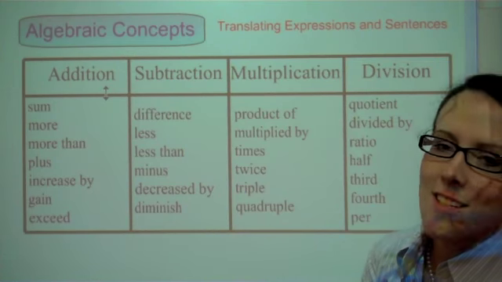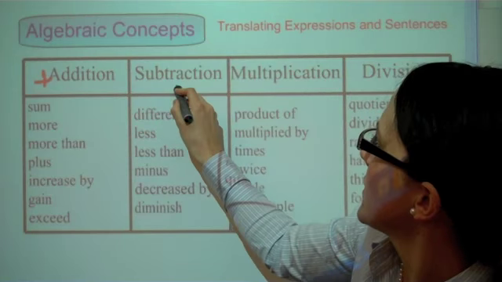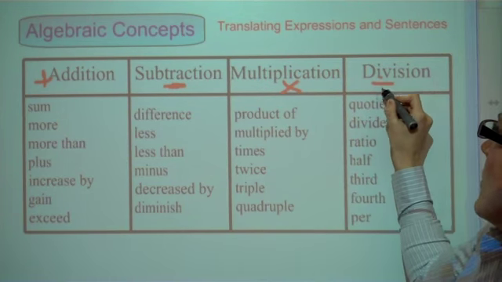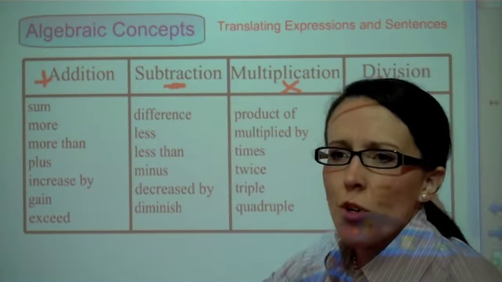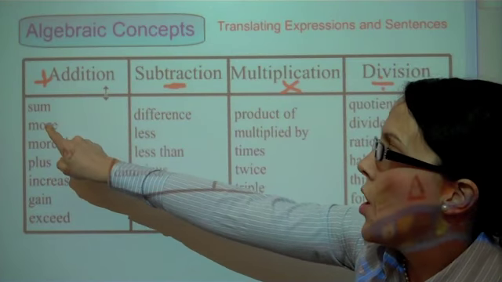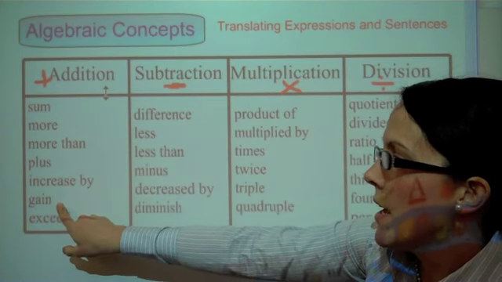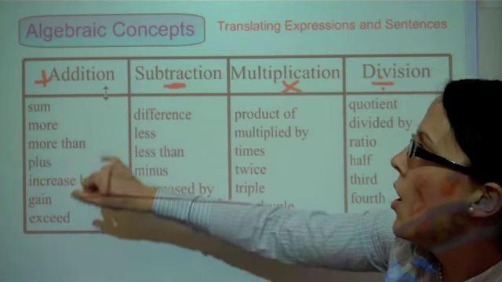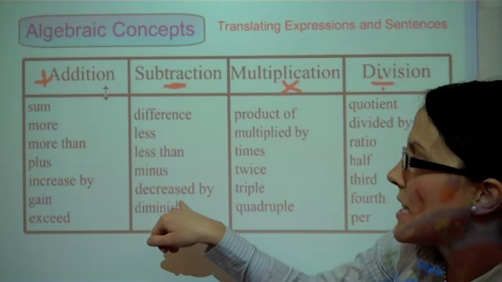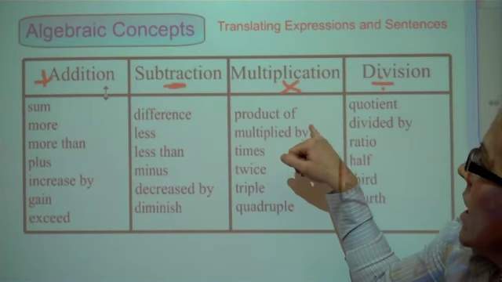Translating expressions and sentences. So we have addition, we've got subtraction, we have multiplication, and we have division. So what are some words that also represent addition? We have the sum of two numbers, more, more than, plus, increase by, gain, or exceed. What about subtraction? Difference, less, less than, minus, decreased by, and diminish. And don't worry, we'll do some examples.